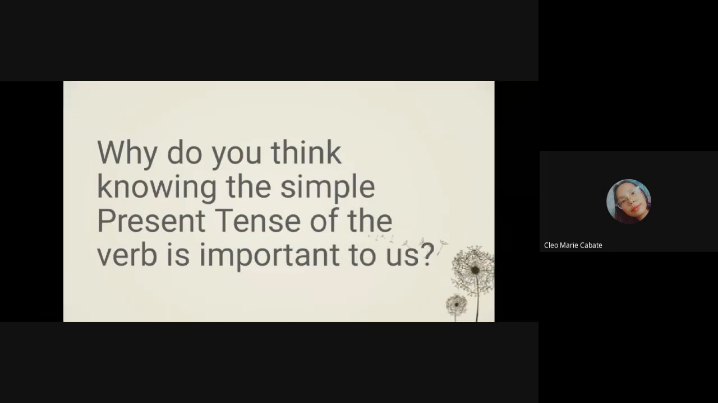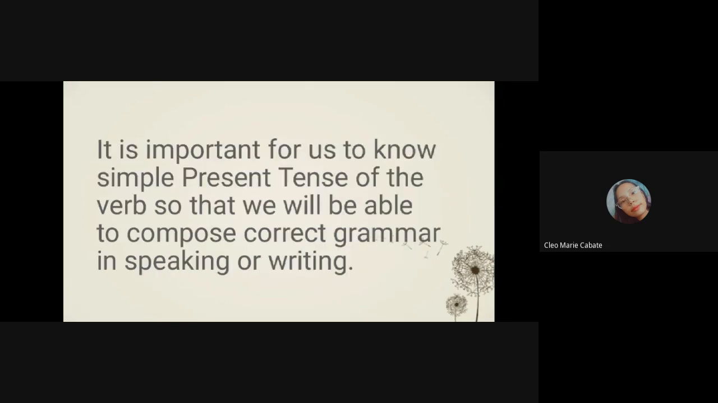Why do you think knowing simple present tense of the verb is important to us? Who can answer? Okay, thank you. It is important to us to know simple present tense of the verb so that we will be able to compose correct grammar in speaking or writing.